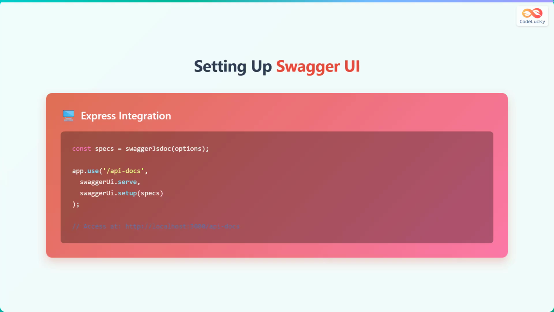To set up the Swagger user interface, also known as Swagger UI, with Express, first generate the Swagger specifications using the options defined earlier. Then, use the app.use middleware to serve the Swagger UI at the /api-docs endpoint. Now you can access the interactive API documentation by navigating to localhost:3000/api-docs in your browser.